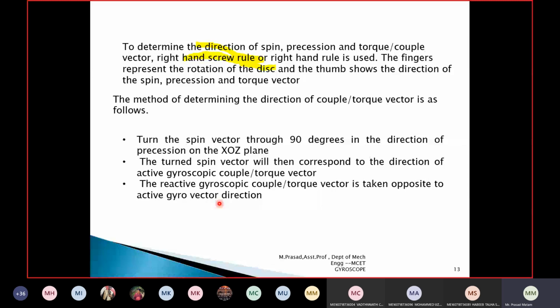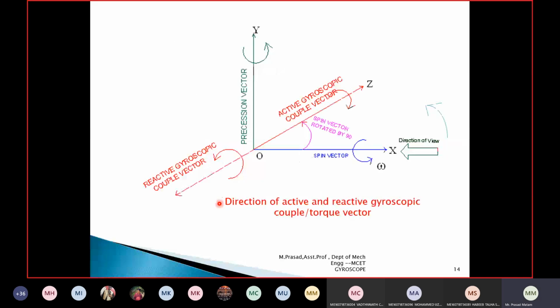First, do you have any doubts up to here? If not, I will proceed further. You can see here how to keep the active couple and reactive couple. The direction of the reactive couple or torque vector I want to show here.